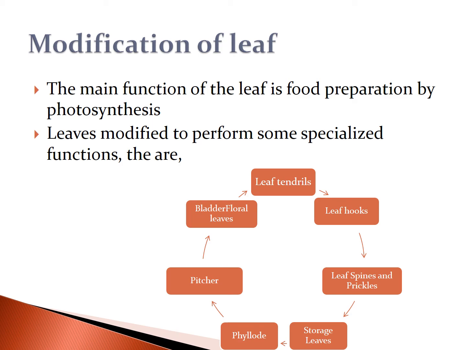Then leaf spines or prickles. Leaves of certain plants develop spinous structures. So here prickles are small sharp structures, underline that word, which are outgrowths from epidermal cells of stem or leaf. It helps the plant scramble over other plants. So leaf tendrils, leaf hooks, leaf spines or prickles all help to give support. Best example, Rosa. That is the best example for prickles.